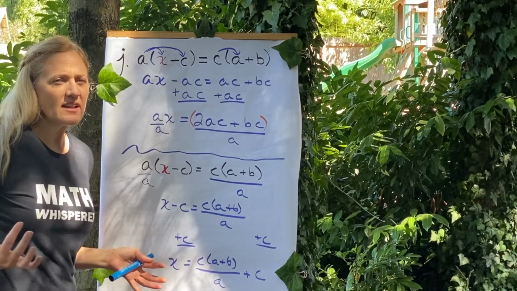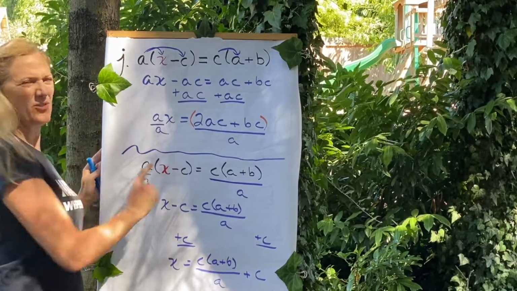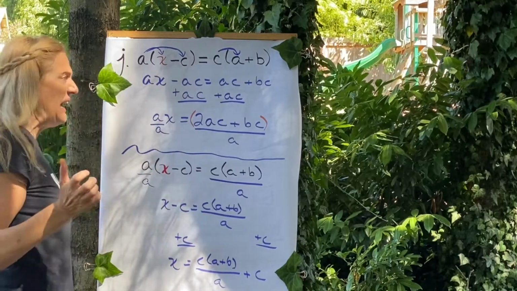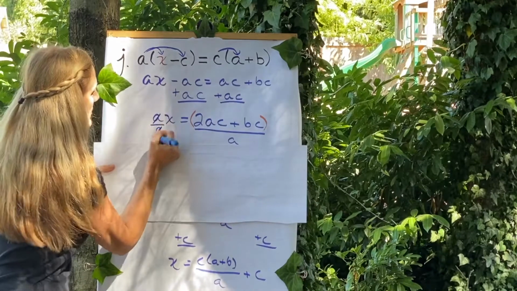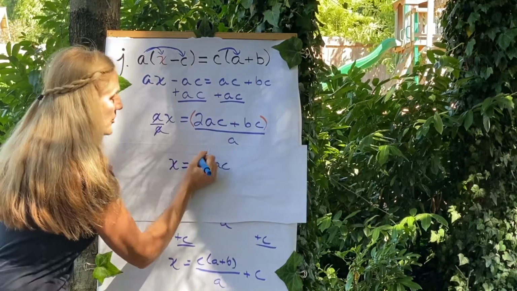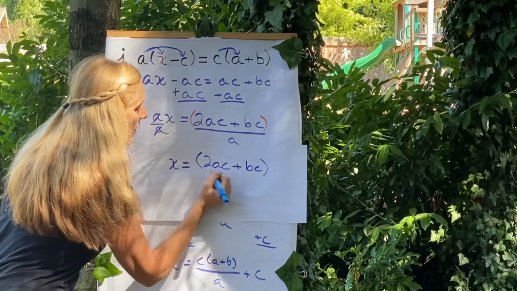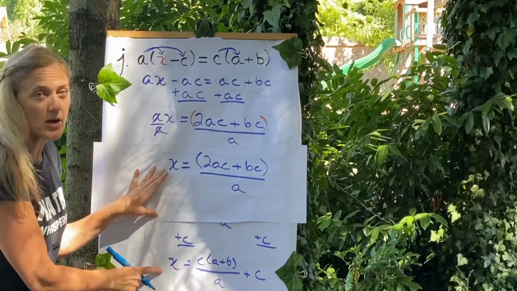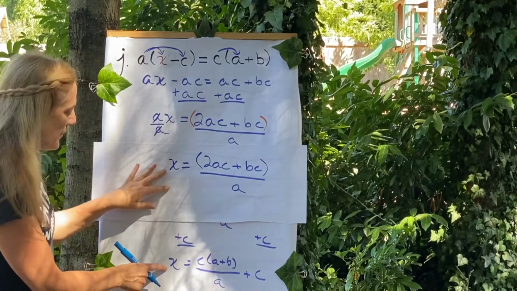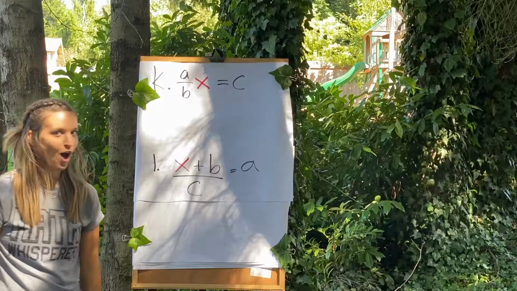So which one do you think looks better? I think this, whoa, wait a second! I didn't finish the last thing here. All right, so we had X equals parentheses 2AC plus BC, all divided by A. Now these are equivalent answers. We know they are because we did our steps correctly, but this one obviously looks a little bit nicer. They both work.